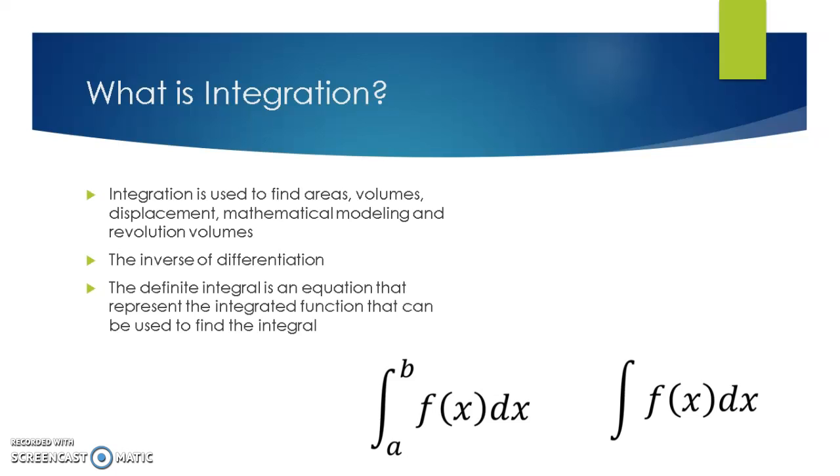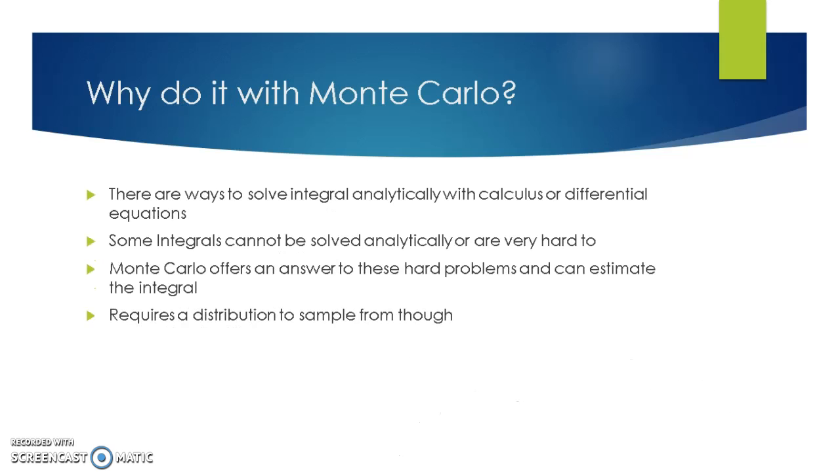And this is getting into the next slide a little bit, but the reason that we would use Monte Carlo is because these integrations get so complicated, they really can't be solved through integration and calculus. And then our last note here is that a definite integral is an equation that represents the integrated function, and it can be used to find the integral. So basically, if it's a definite integral, it's going to have the a and b, like from 0 to 3, whereas an indefinite integral doesn't have those bounds.